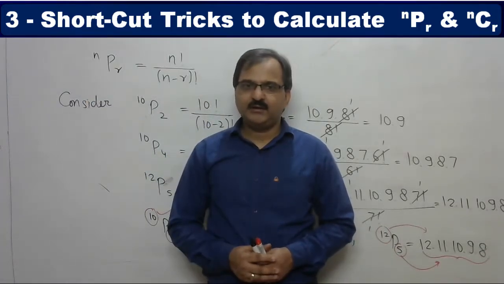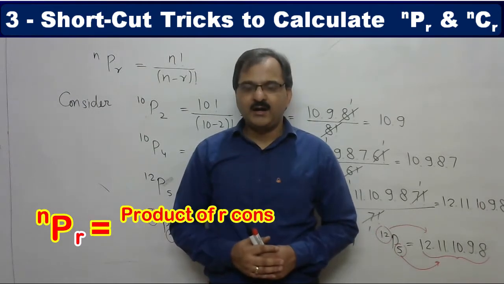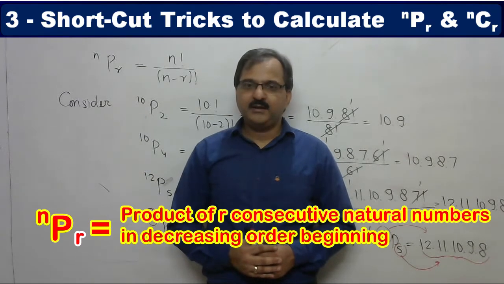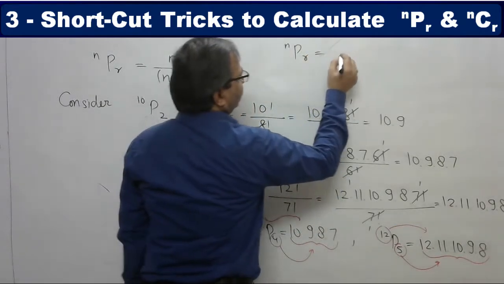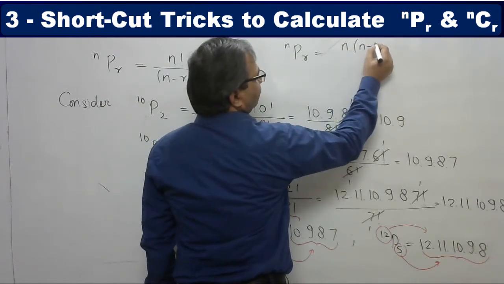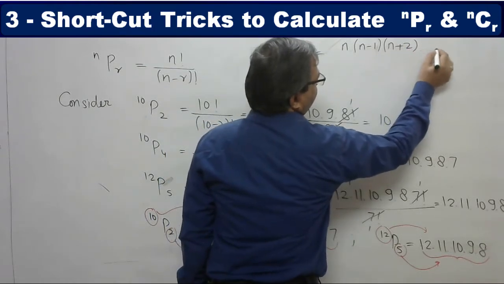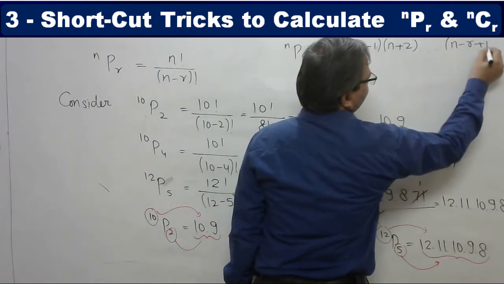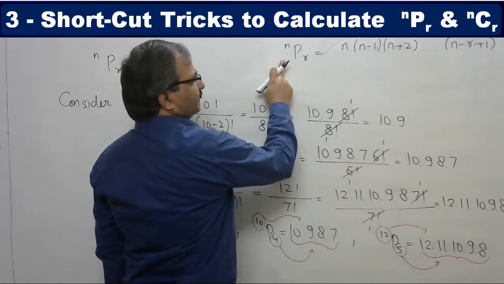To directly find the value of nPr, we will find the product of r natural numbers in decreasing order beginning from n. That is, nPr will be equal to n. Next number in the decreasing order will be n minus 1. Next will be n minus 2. And if we write r numbers, then the last number will be n minus r plus 1. So this product directly gives you the value of this.